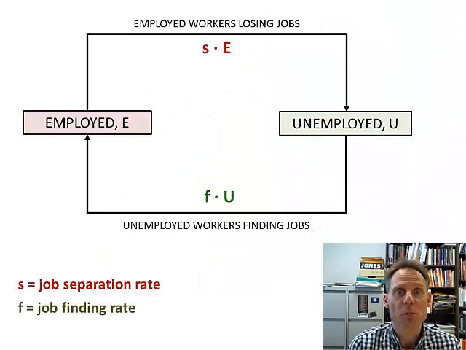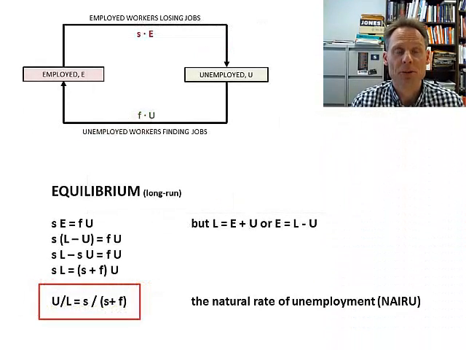Well, here we have a simple model of unemployment. We have, of course, some workers who are employed, and we have some workers who are unemployed. Every month, some workers will lose their jobs according to the job separation rate, S, while some unemployed workers will be finding new jobs according to the job finding rate, F. In equilibrium, the actual number of people employed and unemployed will stay about the same, which requires that the number of people losing jobs is equal to the number of people finding jobs. That is, S times E equals F times U.